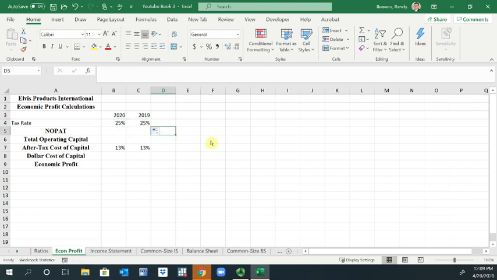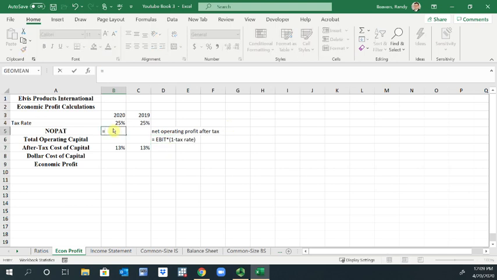So next part, what is net operating profit, or what is NOPAT? So NOPAT stands for net operating profit after tax. And that is equal to EBIT times 1 minus the tax rate.